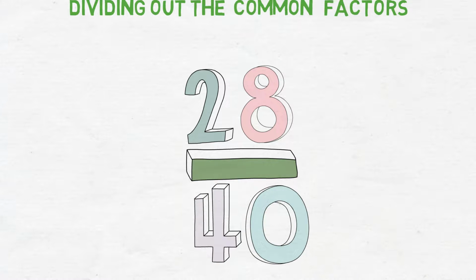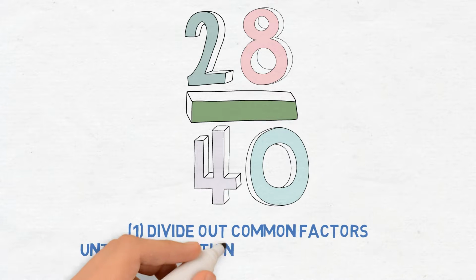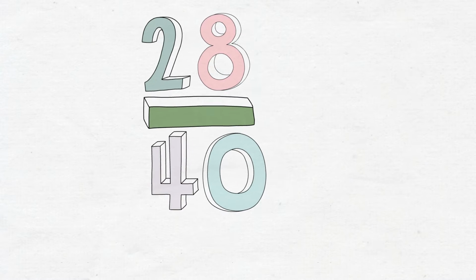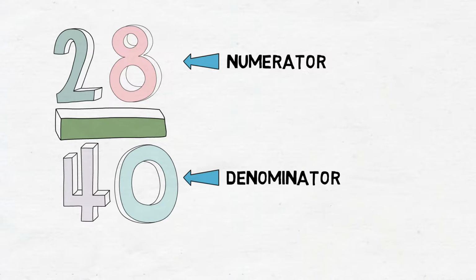We could do this two different ways. One way is to divide out common factors until the fraction is in the lowest terms. For example, here we have 28 over 40. Let's divide both the numerator and denominator by 2.